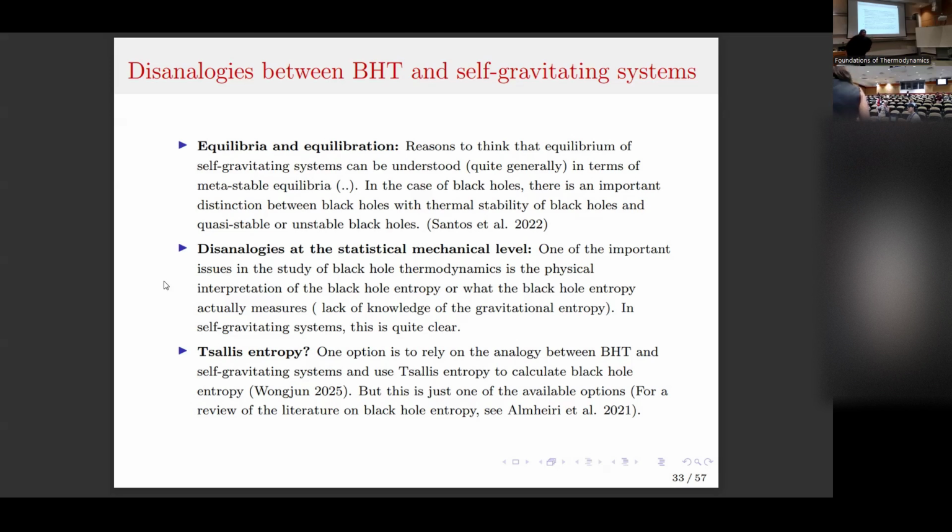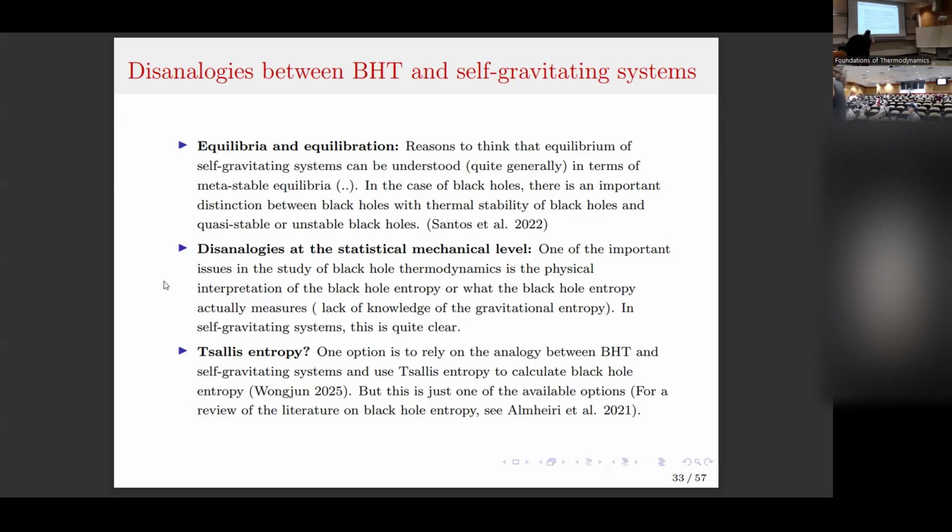Now, the difference with respect to black holes is that there are different types of black holes. So we have stationary black holes, and we also have some metastable black holes. Some types of black holes might correspond to equilibrium or might be closer to how we understand equilibrium for self-gravitating systems. But some other black holes might actually behave more nicely than self-gravitating systems.